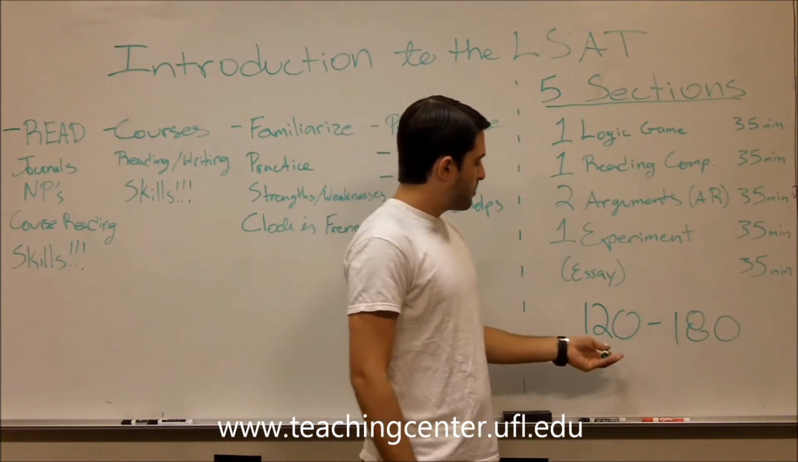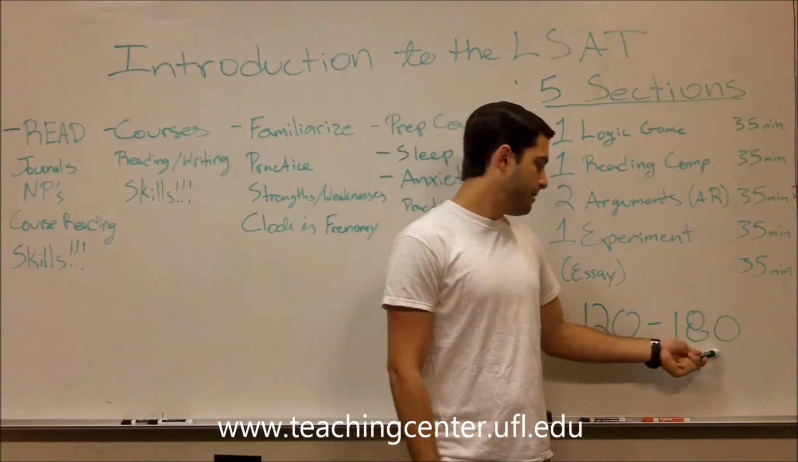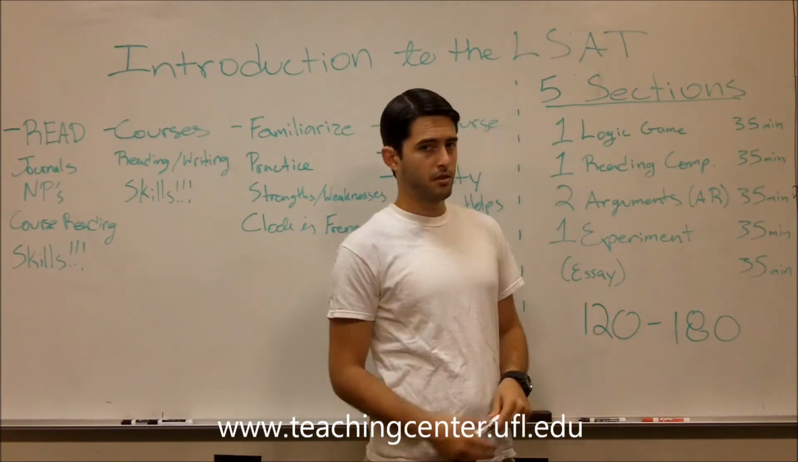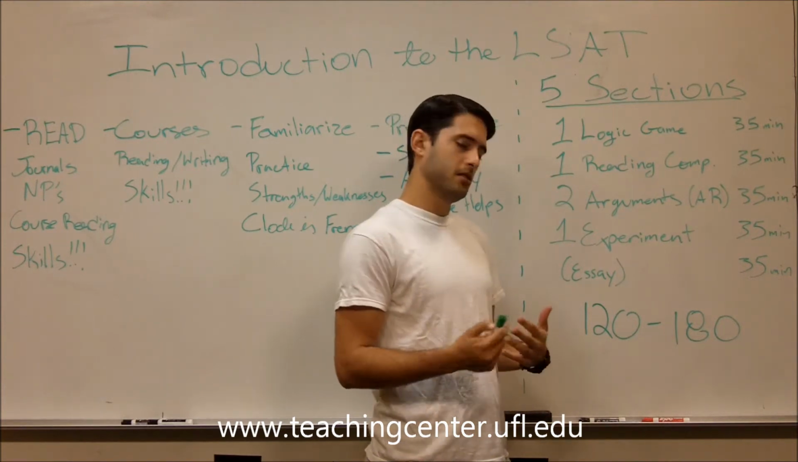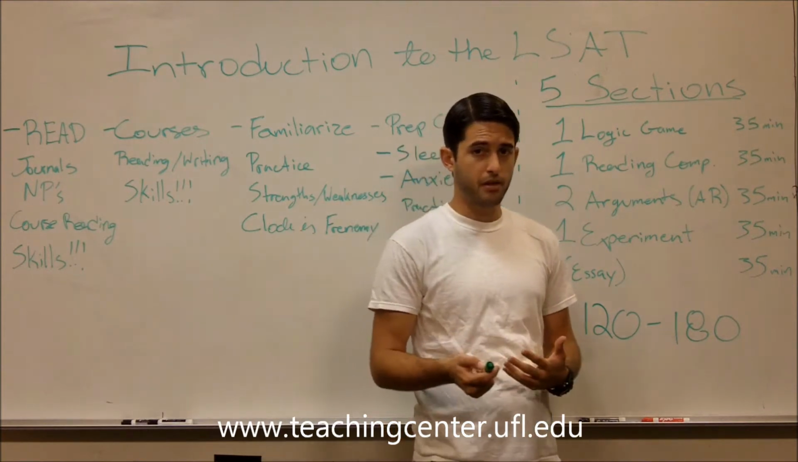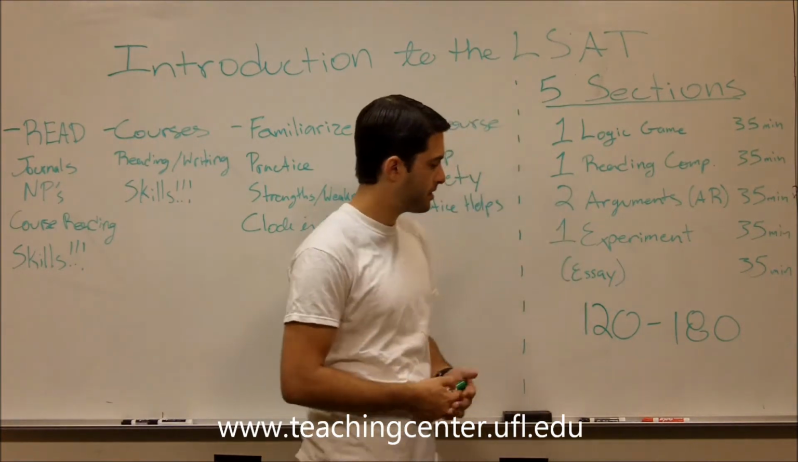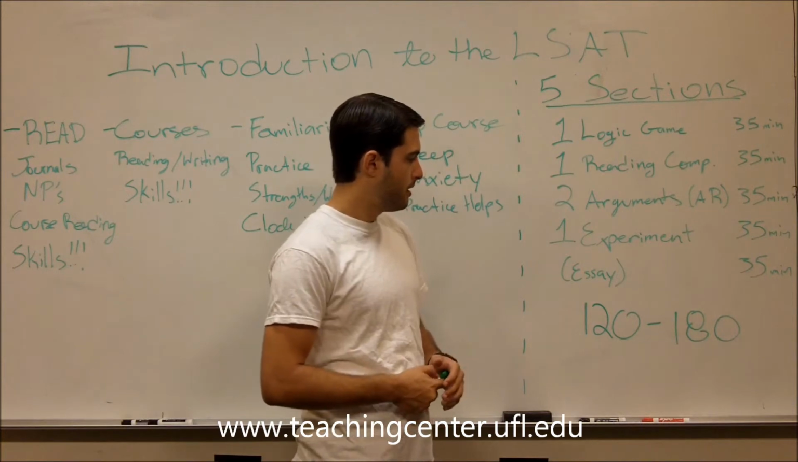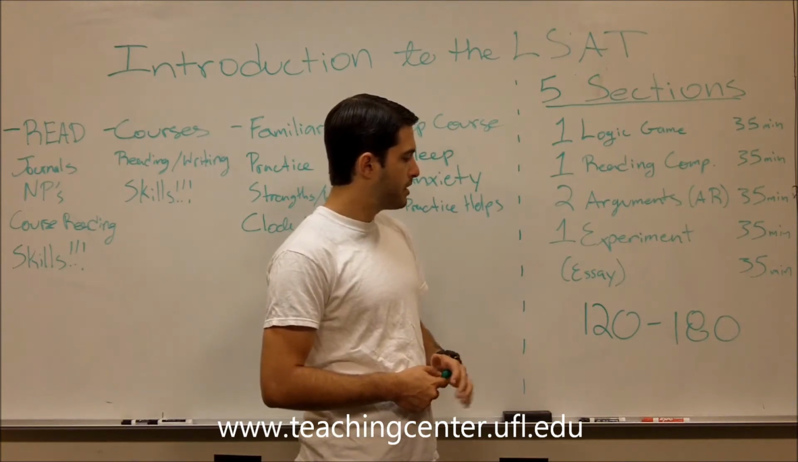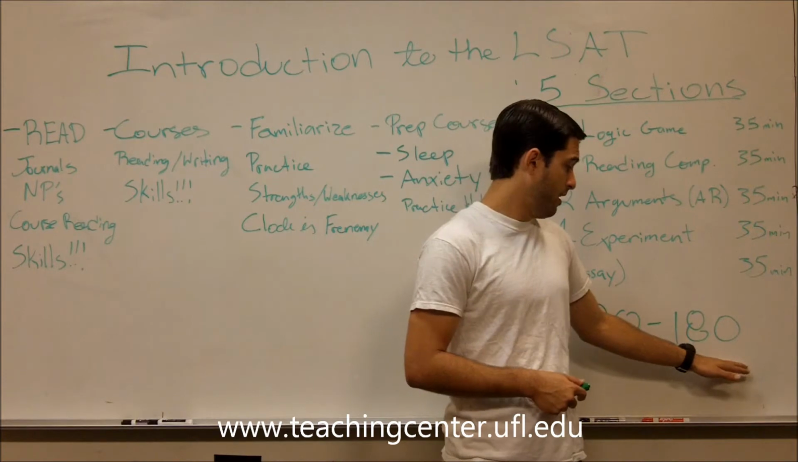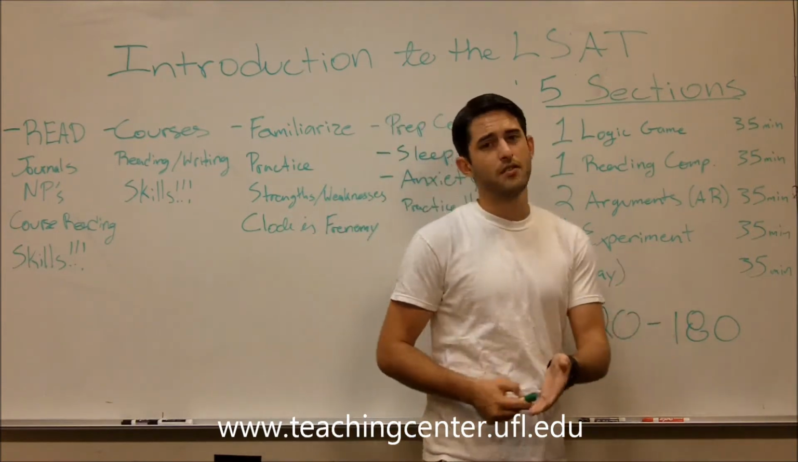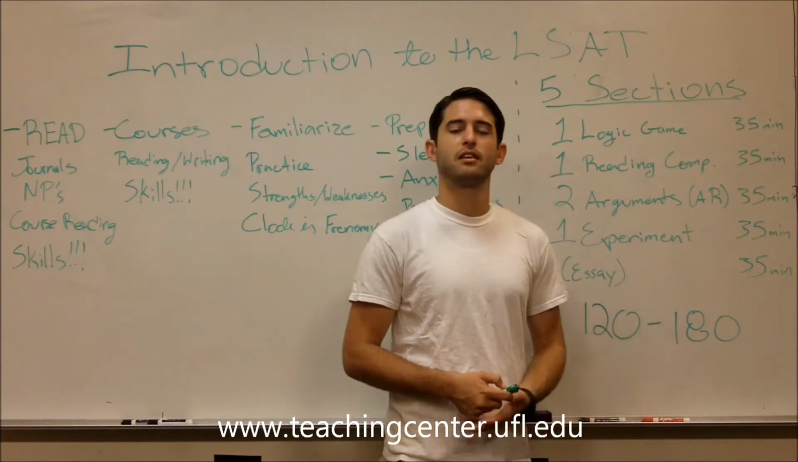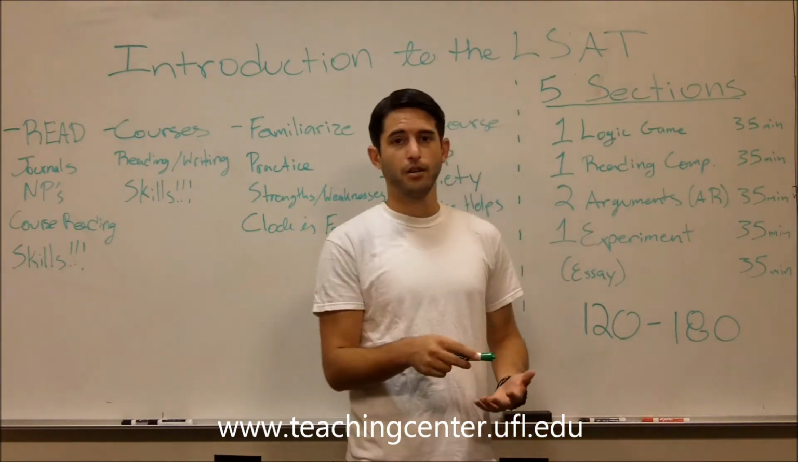The way the scoring is set up is it's on a scale from 120 to 180. It's curved based on the amount of your peers that took the test at that administration of the test. I'm not entirely sure of the exact breakdown of the whole scale. That's available online. You can look at the percentiles. I know the 170, for instance, is like the 97th percentile. So it does follow a certain bell curve.